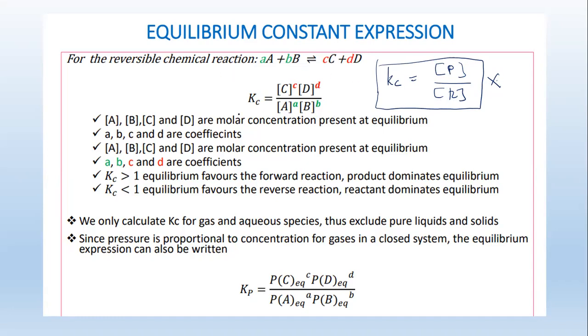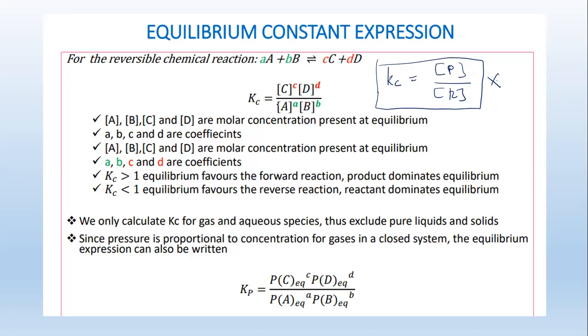You can see even in this Kc expression, at the equilibrium expression, we have A and B as our reactants, and they are at the bottom, and then we have C and D, and they are at the top. So that means the concentration of the products is at the top, and the concentration of the reactants is at the bottom.